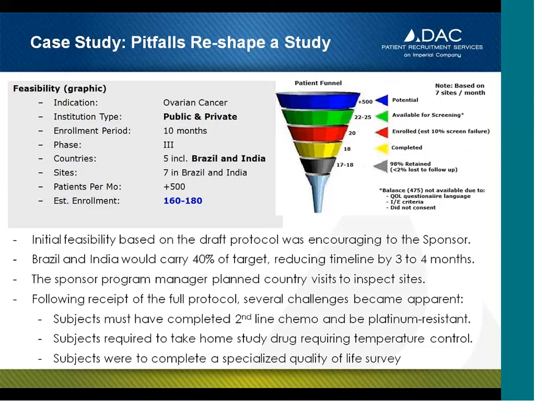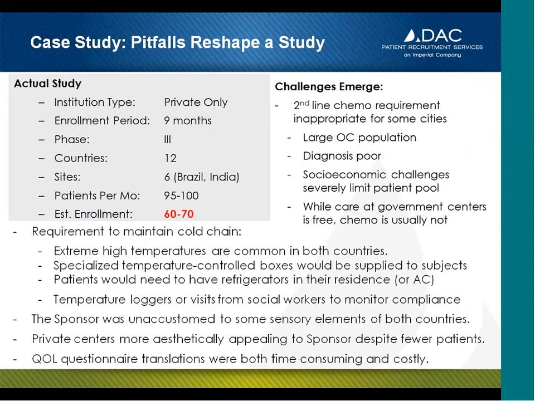Things like the subjects must have completed second-line chemotherapy and be platinum-resistant. The subjects were required to take home the study drug, which was going to require temperature controls to keep it under the right temperature, both during transportation and at the study site and at the patient's home. And also the subjects were going to be required to complete a specialized quality of life questionnaire. So if we go to the next slide, we'll take you through what happened as a result of these additional details coming to light with regards to the protocol.